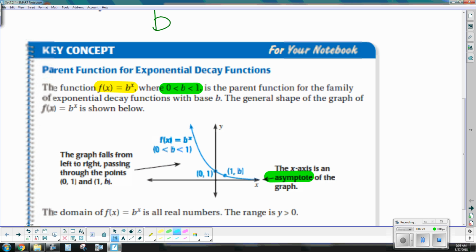And the graph falls from left to right, and it passes through the points (0, 1) and (1, b). Looking at the domain and range, the domain is all real numbers, and the range is y is greater than 0. So if you remember from our exponential growth function, our range was the same, y was greater than 0, but it was like a reflection of this graph, where as x got larger, the function would continue to grow, but here, as x gets larger, the function gets smaller.